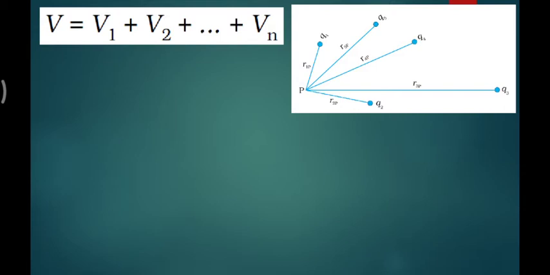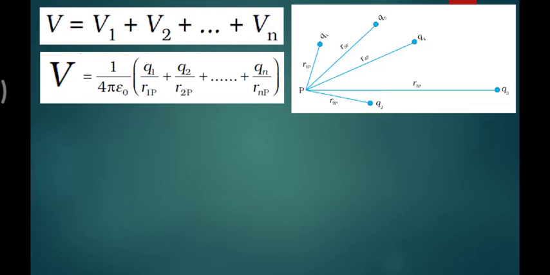So this is what we have. We know all the expressions of V1, V2, V3 up to Vn. We take 1 upon 4 pi epsilon 0 common. It will be q1 upon r1 plus q2 upon r2, and so on up to qn upon rn. We are not bothering here about the sign, what kind of charge it has, positive or negative. Once you do the calculation, you can go with the positive or negative sign.